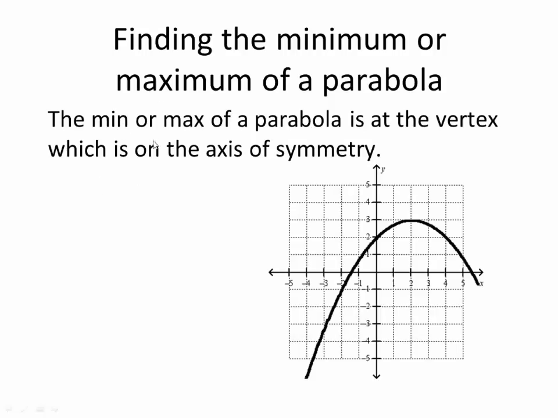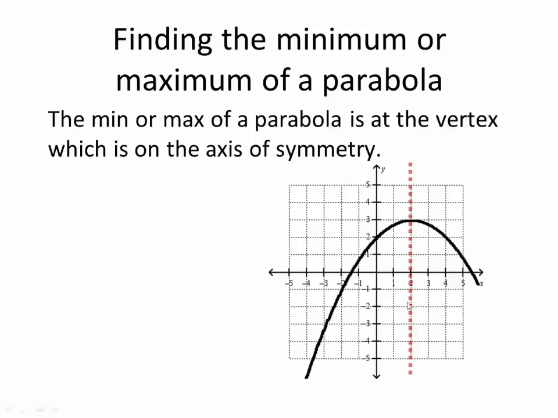So how do you find the minimum or maximum value of a parabola? Well, the minimum and maximum is going to be at the vertex, the very highest point or the very lowest point. In this case, you see how it looks like a sad face, so it's opening down. So when it's opening down, the vertex is going to be at the maximum. Okay, the minimum or maximum of a parabola is at the vertex, which is on the axis of symmetry.